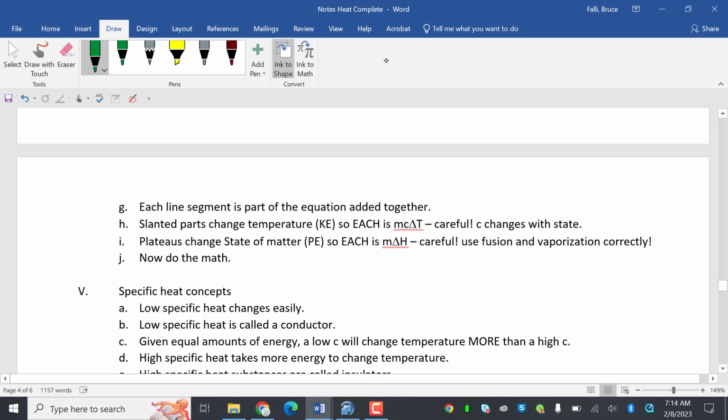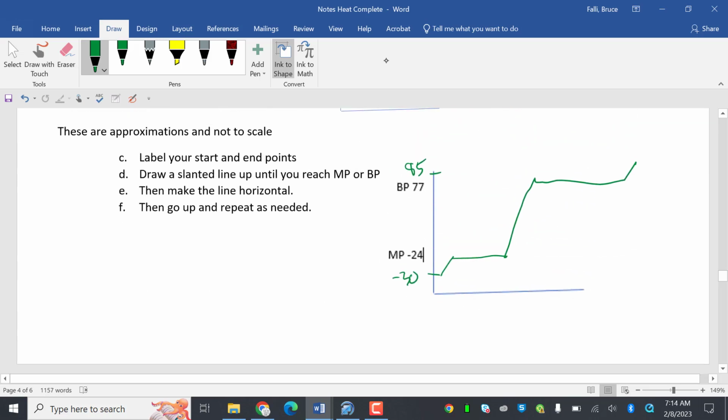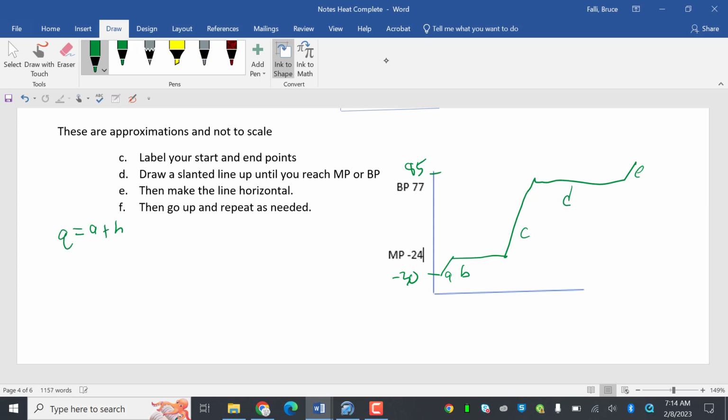Each line segment is part of the equation added together. Slanted parts change the temperature, so each slant is MC delta T. C will change. Plateaus change the state of matter, so it's M delta H for each one. Now do the math. If I label this A, B, C, D, E, I would say Q equals adding all those together. Q is A.